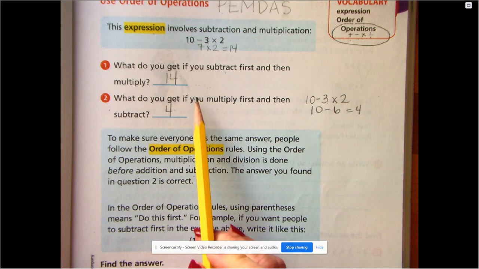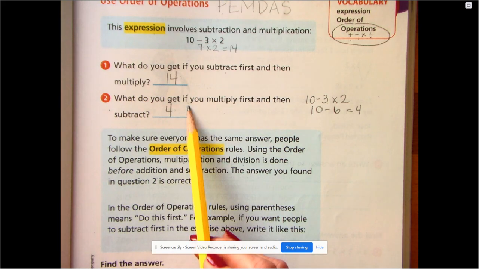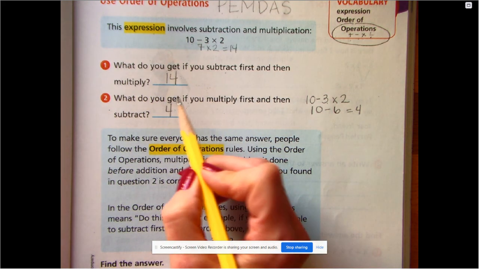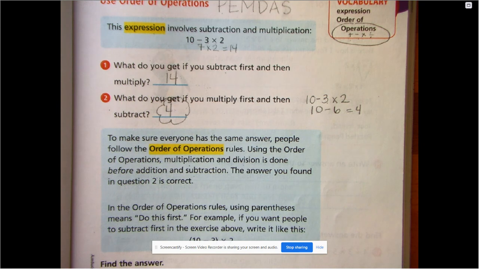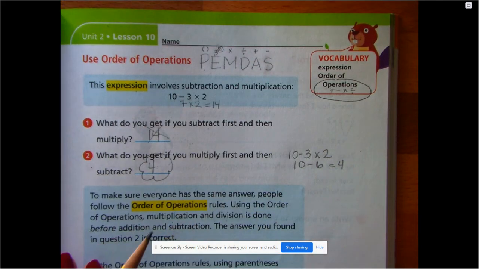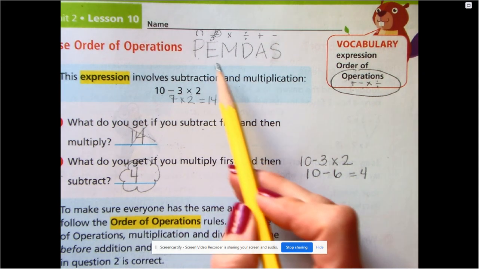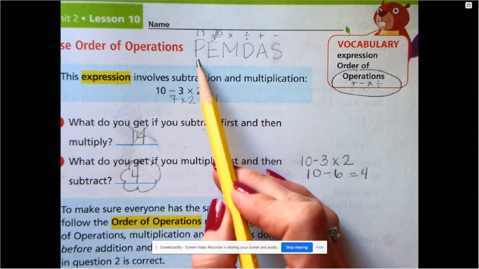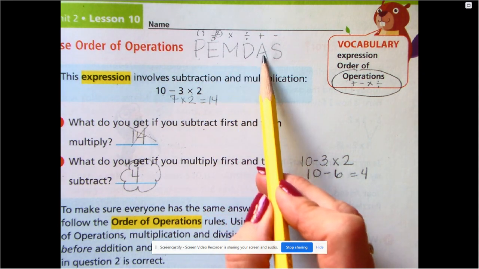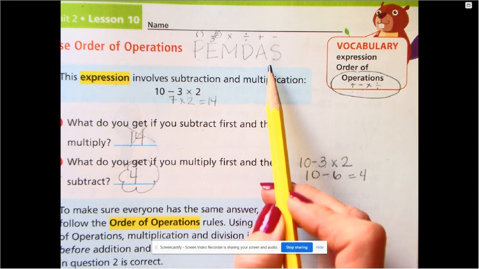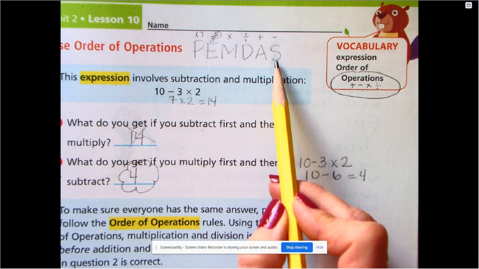So which one did we multiply first? Right? We did that in number 2. So this is the correct answer. This is the wrong answer. All right? I wrote something at the top that I want you to copy down. This is something that you will use your whole mathematician life, and I'll explain what it means. It's an acronym where we use the first letter of a word to remember something. So this says PEMDAS, all right?